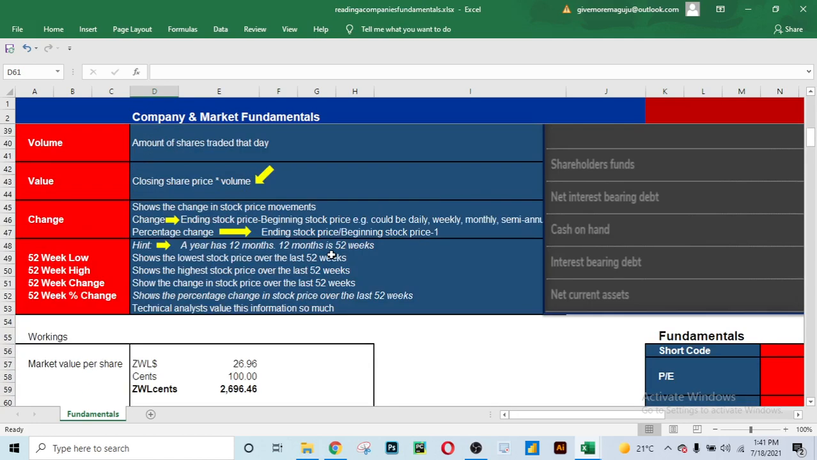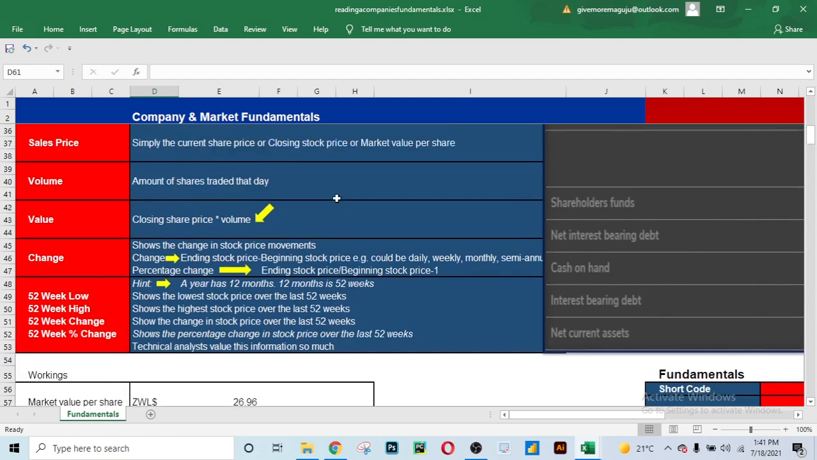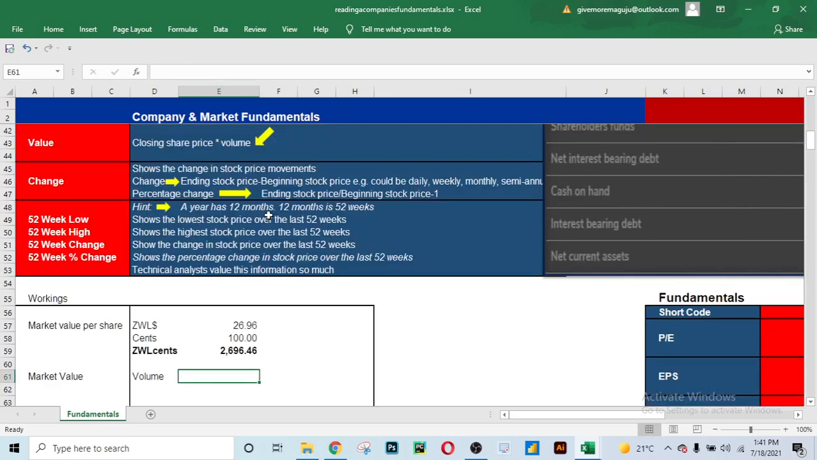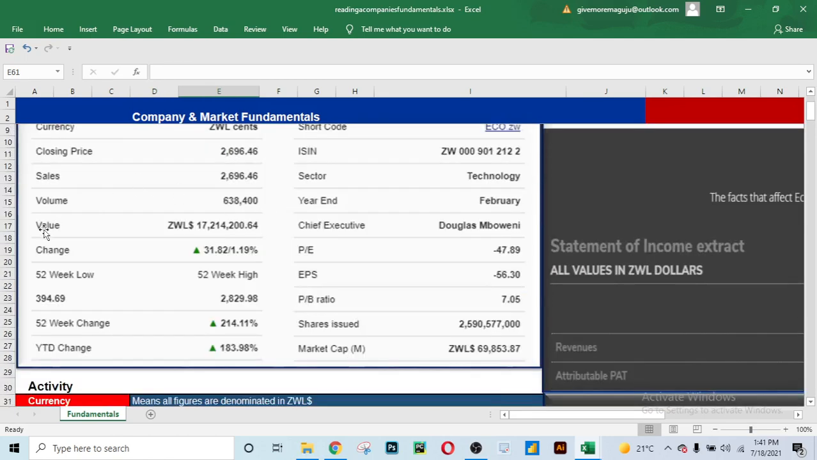I think I've also stressed this issue before, and I've even shown you how to calculate the market value. I said to compute the market value, all you need to do is multiply the volume by the closing share price. Right now we have the closing share price, so we don't need to worry. All we need is to input the figure for the volume, which we get here.